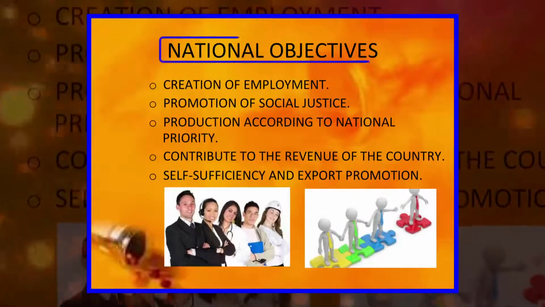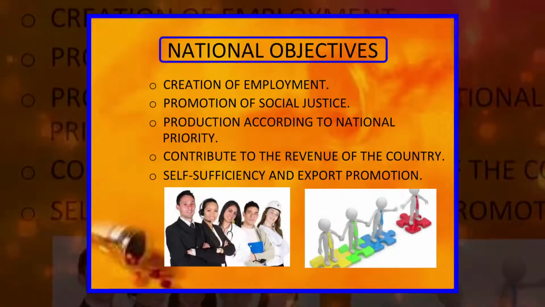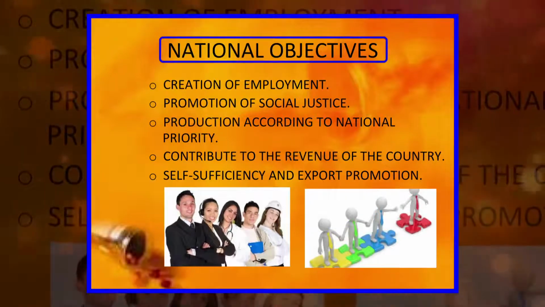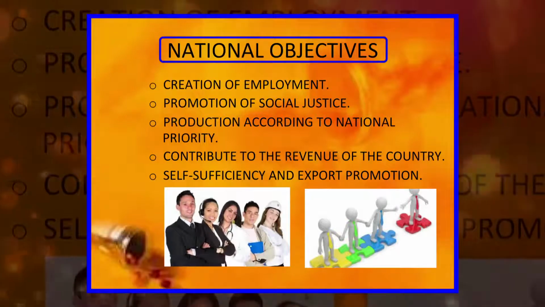Next is production according to national priority. A business unit should produce and supply goods in accordance with the priorities laid down in the plans and policies of the government. One of the national objectives of business in our country should be to increase the production and supply of essential goods at reasonable prices.